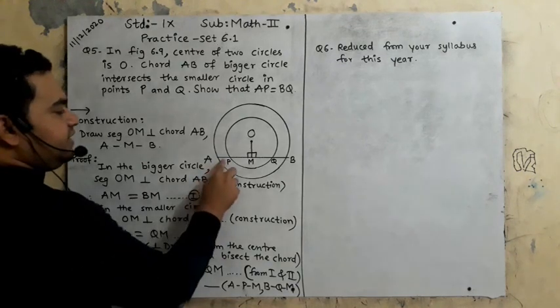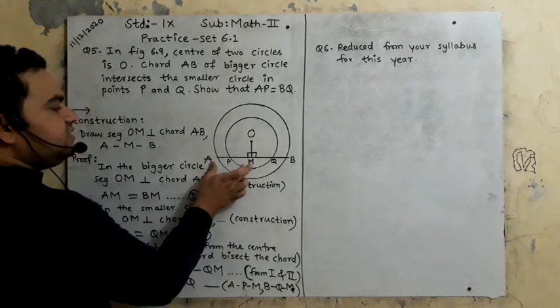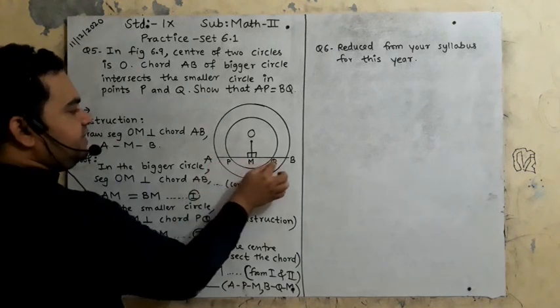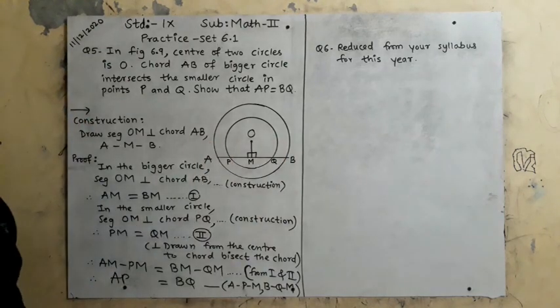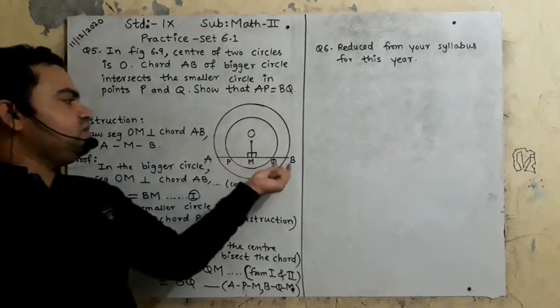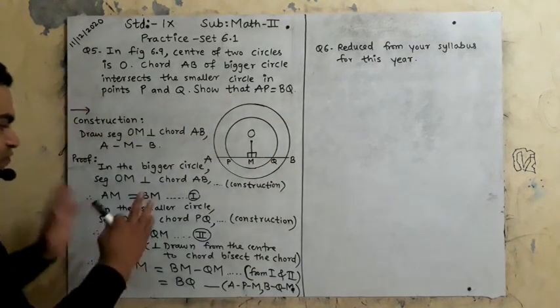Because A, P, M are collinear points, and M, Q, B are also collinear points. So this is how we will prove that AP is equal to BQ. I hope you understood how to solve this.